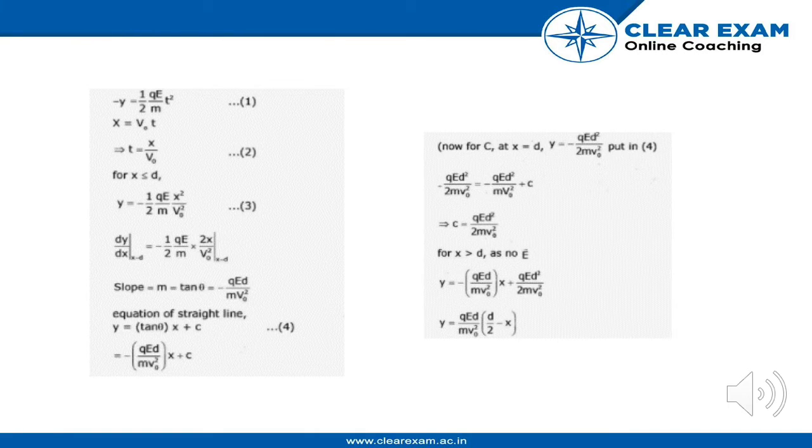Now calculating the value of t, we have x upon v naught, and mark it as our second equation. Now for x less than or equal to d, we have y is equal to minus half of qE upon m into x square upon v naught square. This is the third equation.